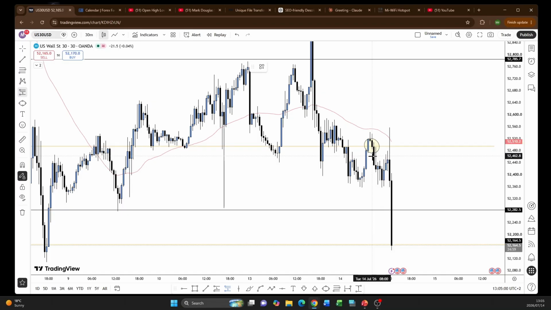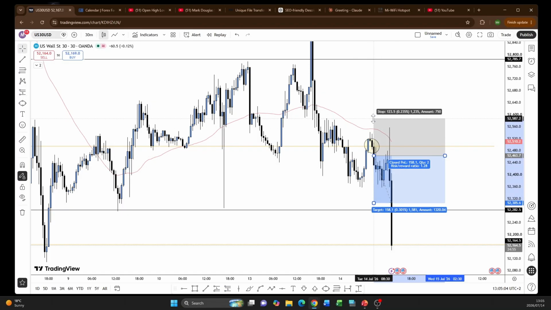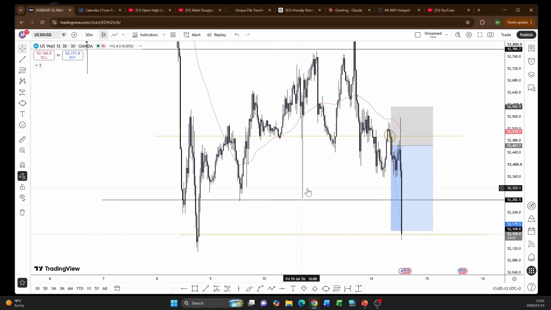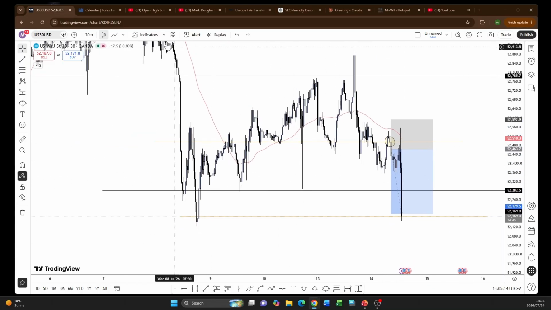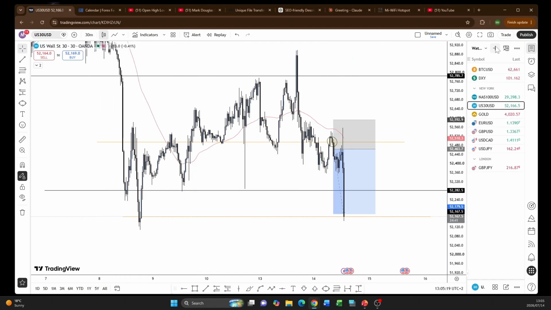I would sell maybe right about there, put my stops on top of these highs right about there, and then take profit on the low. That's a quick 1-to-2 ratio, just like that, man, without complicating things, right? So that was 30 basically.